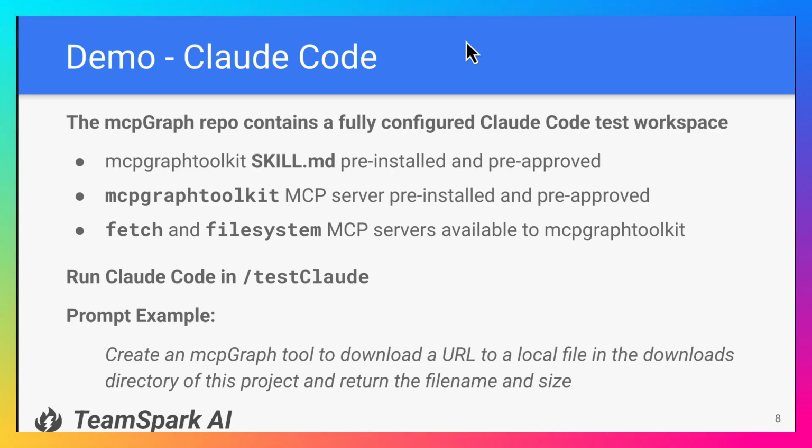So we basically pre-installed the agent skill. We pre-installed the mcpGraph toolkit. We pre-approved the skill and all the toolkit tools, and we've given the fetch and file system MCP servers to the toolkit. So all that stuff is basically just ready to go, which I'm going to show you in the demo. If you were to run this yourself, it would perform exactly the way I'm going to show you right now. And as a prompt example, this is the one we're actually going to use: Create an mcpGraph tool to download a URL to a local file in the downloads directory of this project and return the file name and size. So that's the prompt we're going to start with.